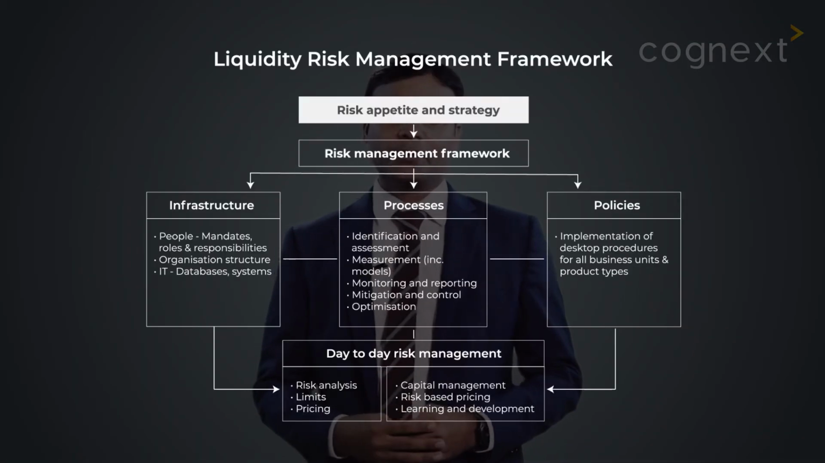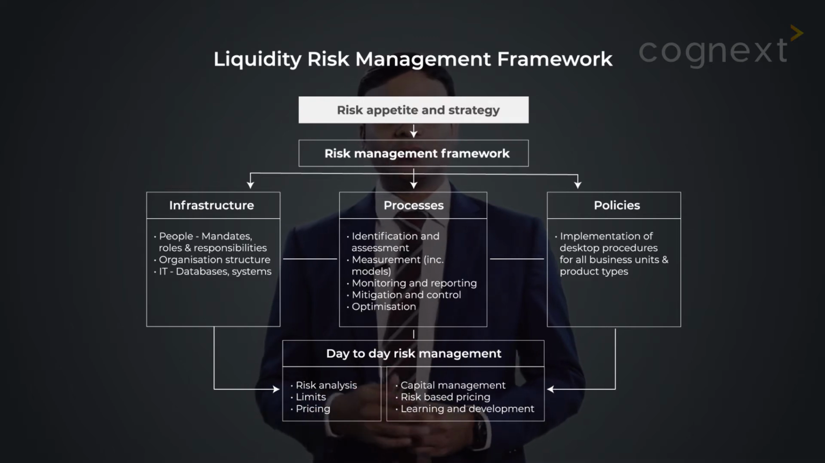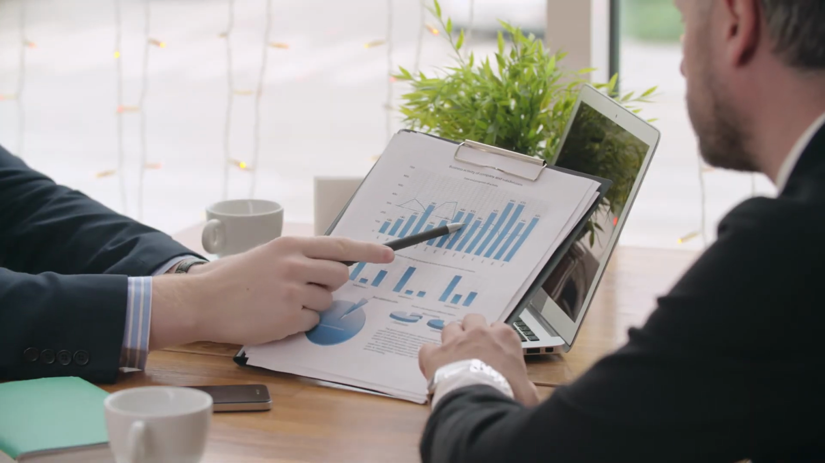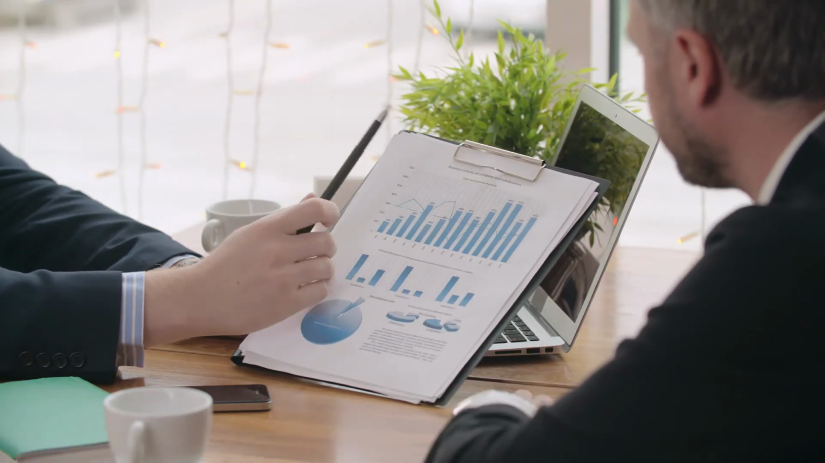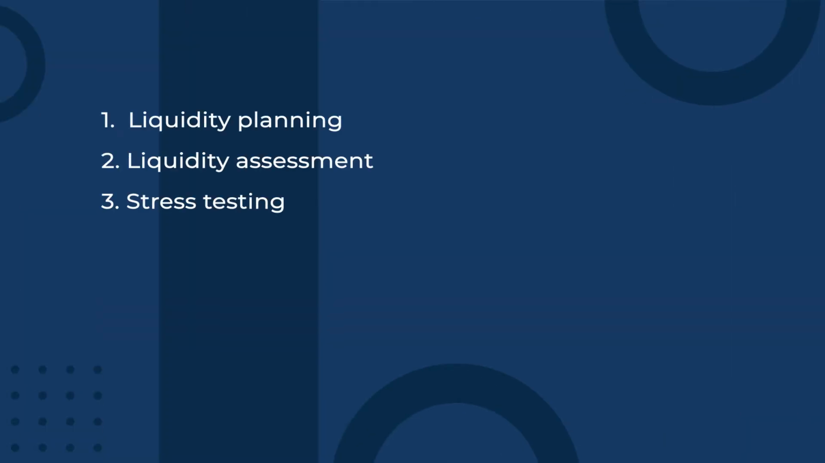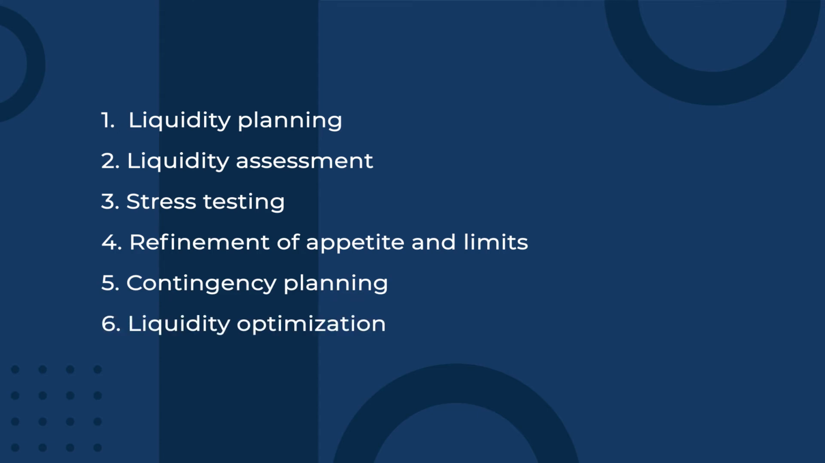Secondly, banks should adopt an integrated risk modeling and measurement approach that encompasses all sources of liquidity risk under both normal and stress situations while monitoring early warning indicators for any indications of stress. This can be implemented by setting up a robust liquidity feedback loop covering liquidity planning, liquidity assessment, stress testing, refinement of appetite and limits, contingency planning, and liquidity optimization.